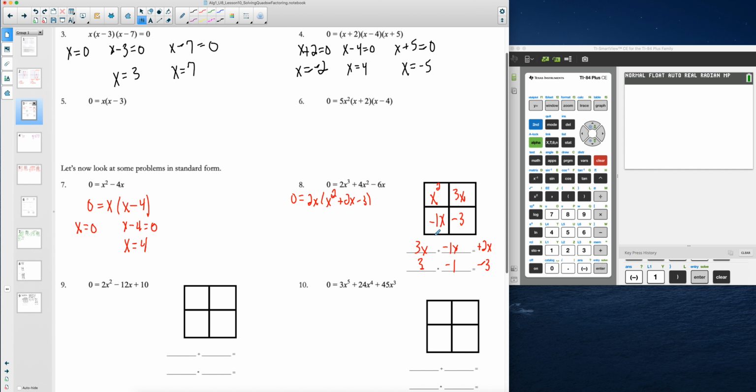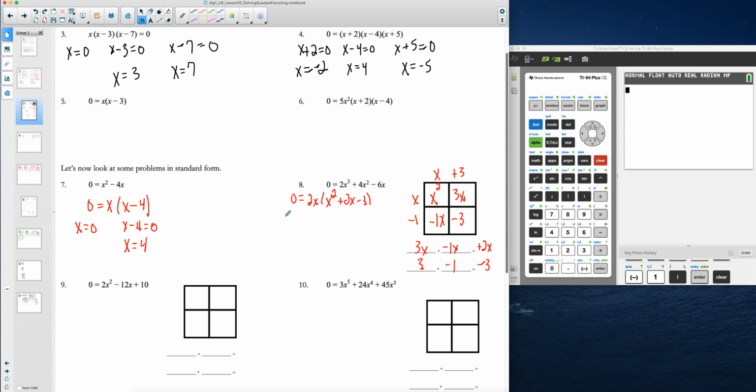And now we're going to go through the factoring model that we talked about last time. I'm going to find my GCF in the first column, which is just an x. All right, I'm going to find my GCF in the second column, which is a positive 3. Find my GCF in my first row, which is an x. And then my GCF in my second row here is going to be negative and then just 1.